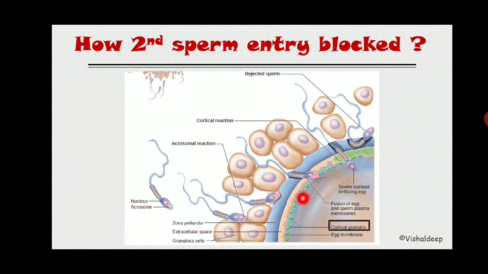So these cortical granules are actually already present over the outer border of the oocyte membrane, but once the sperm attaches to the oocyte membrane, it causes oolemma depolarization, right? So once the oolemma gets depolarized, it will stimulate the release of the calcium from the ovum, and once the calcium is released, it promotes the exocytosis of the cortical granules that are present superficially on the oolemma, and it fills the perivitelline space.